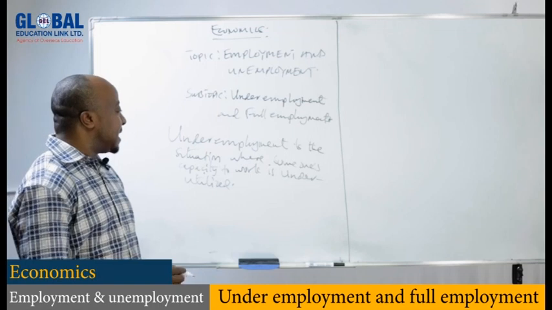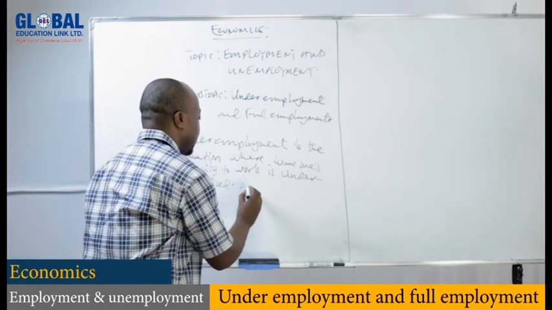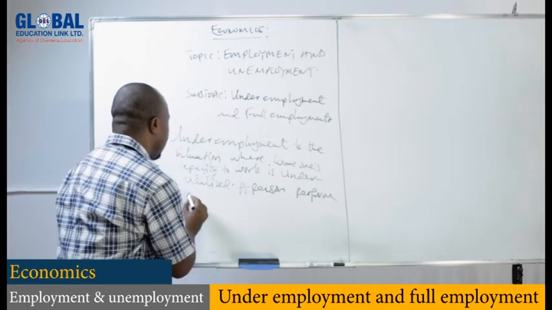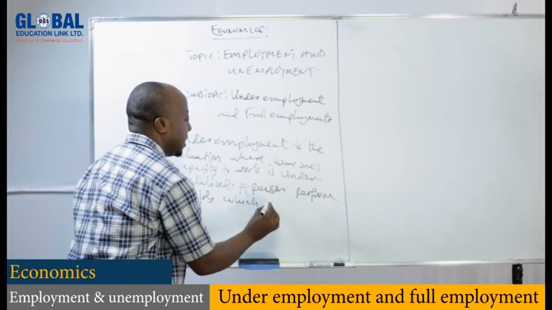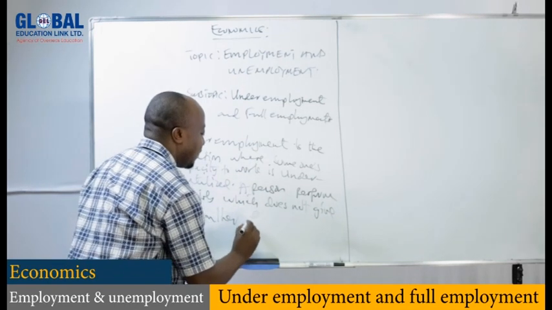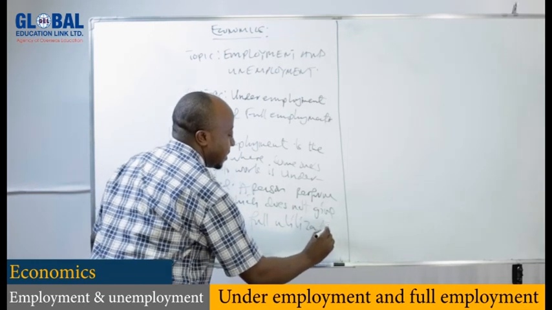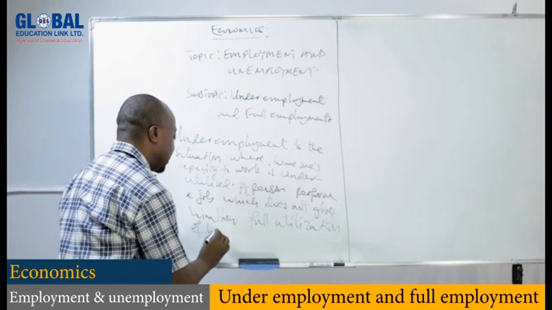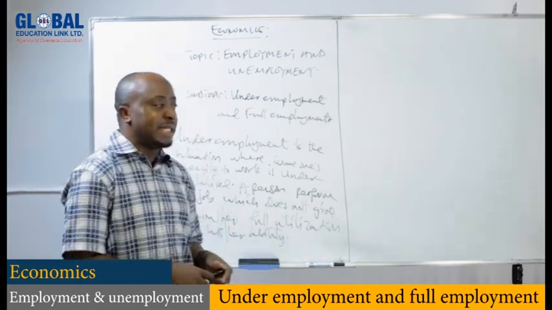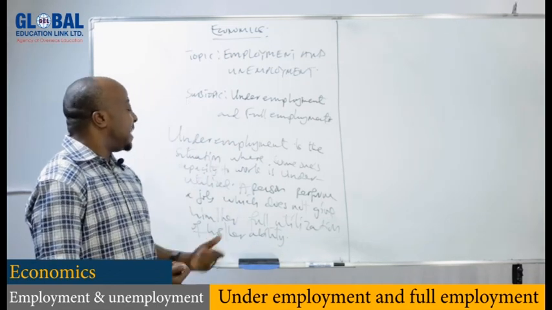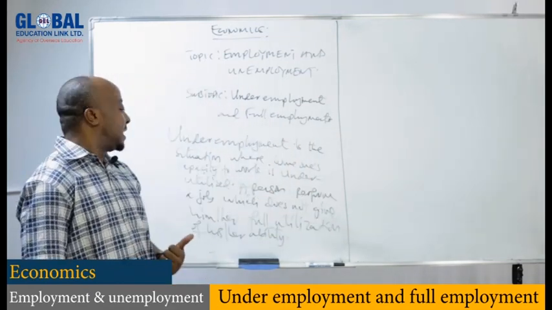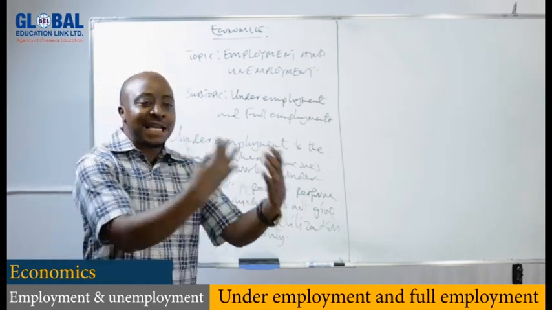Then we can also say underemployment occurs when a person performs a job which does not give him or her full utilization of his or her ability. That is underemployment. That is, a person is employed, is working, but is working in a condition where that job does not give full utilization of the capability of what he or she has. It means the person or the labor is delivering less than what he or she has.